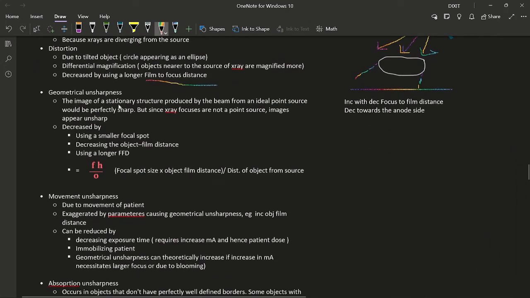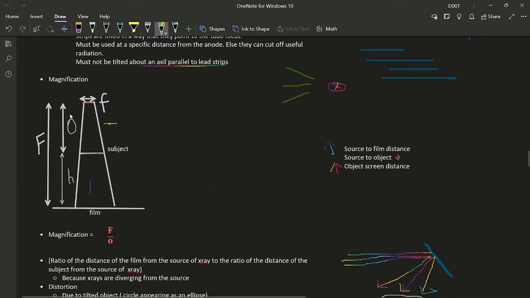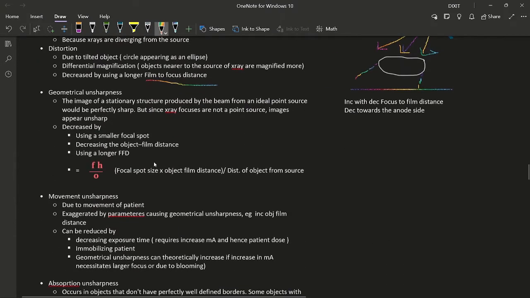So geometrical unsharpness can be decreased by using a smaller focal spot. It can be decreased by decreasing the object film distance, and it can be decreased by using a longer film to focus distance. So this is the formula F into H by O. Just to recap the parameters, geometrical unsharpness is determined by focal spot size into object film distance divided by the distance of the object from the source.